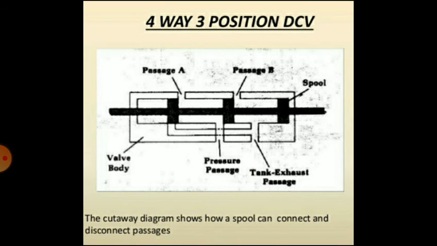Now for the 3-position direction control valve. You can see the cutaway diagram shows how a spool can connect and disconnect passages. You can see the valve body. There is a passage A and passage B, connected to the application area. Then at the bottom you can see the pressure passage, which means it is connected to the pump, and another, the tank exhaust passage, which means it is connected to the reservoir.